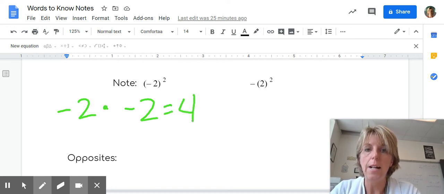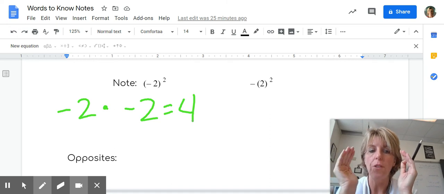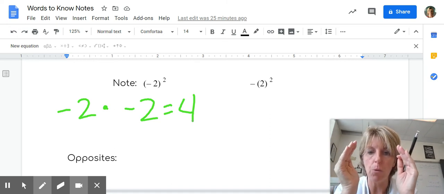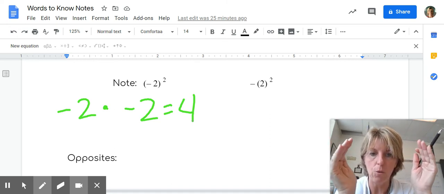You will need to know how to add, subtract, multiply integers for this class for sure. We'll continue to work on that. That's a skill you're not good at. So that one, you're going to take the whole thing inside the parentheses, whatever's in parentheses, that's what you multiply. Negative 2 times negative 2 is 4.